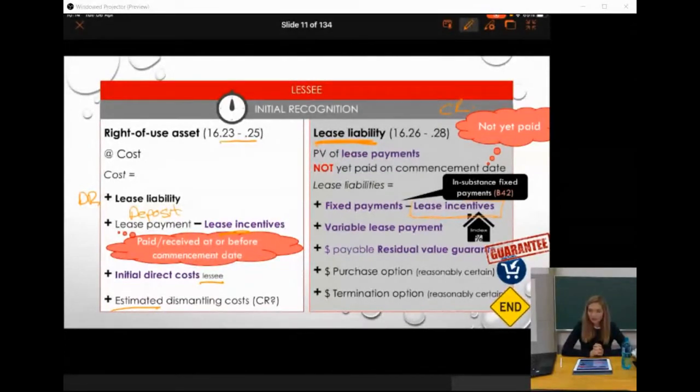If variable payments are based on an index or rate, then they are included in the measurement of the lease liability. Wouldn't it be included in the measurement of the lease liability as part of the payment in that calculation? Yes. When we measure our lease liability, we'll include that.